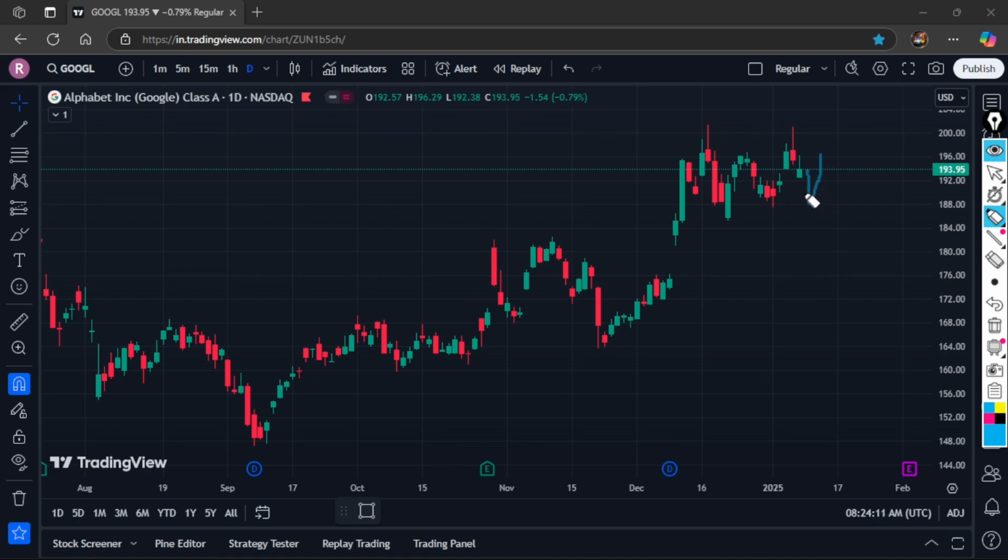If it gives a closing, very good. If it does not give a closing, then we can try to catch this move only from this to this, a selling type of pressure which comes, we can try to catch here.